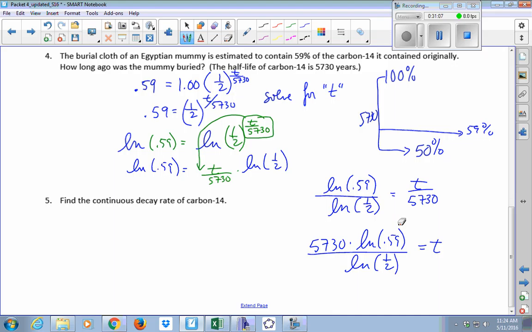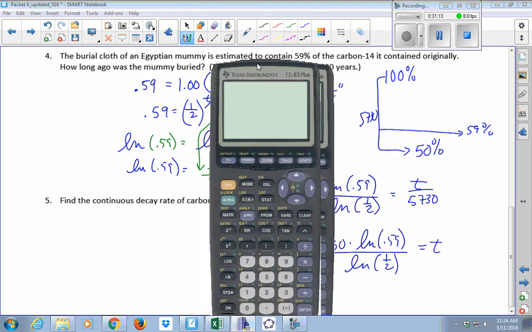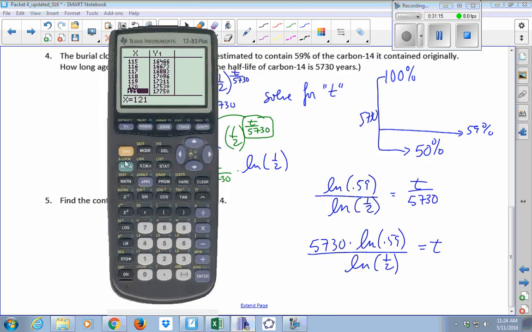So if I put this in my calculator, I'm expecting some number of years, at least close to 5,000. So let's put it into my calculator and see what I get. So we'll move it over. Clear everything out here. All right, so notice my natural log button is right here, 0.59. I multiply that whole thing by 5,730. And then because my calculator knows order of operations, I don't have to worry about parentheses. I divide by the natural log of 1/2. And there I am, approximately 4,362 years. And that makes sense.